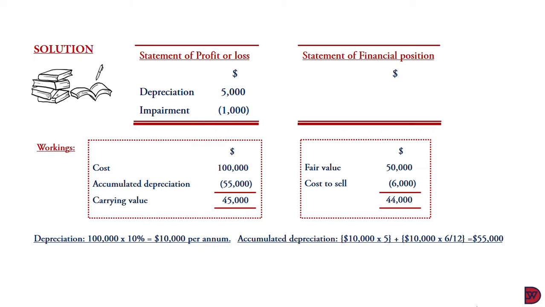When we come to the statement of financial position, we record the $44,000, which is the fair value of the asset, as a non-current asset under the heading held for sale, separately from the other non-current assets. Now that we are done with held for sale, we move on to discuss discontinued operations.